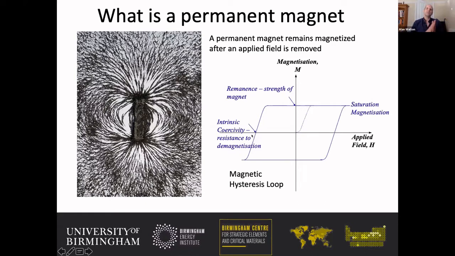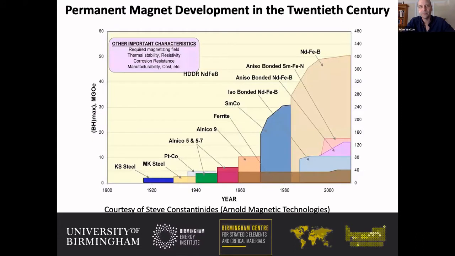So for one of these permanent magnets, based on rare earths, you have 2 really key properties. How strong is it? And that will give you the magnetic flux coming out of the application. And secondly, what is the resistance to demagnetization? So it stops it demagnetizing in the application. Now, if you look at the permanent magnet market, that's been developing over the last century.